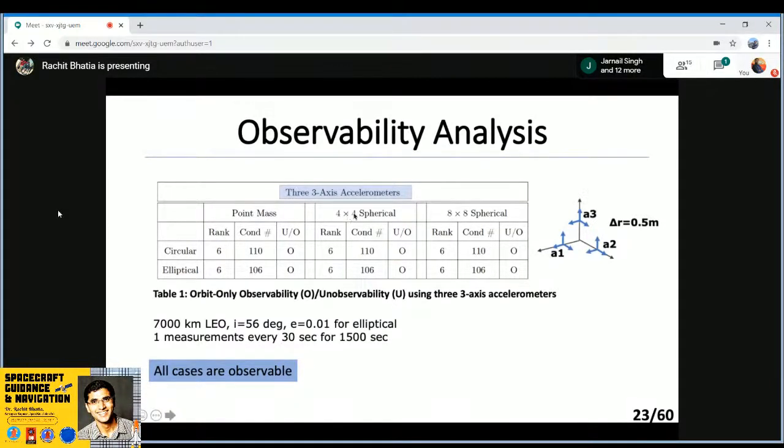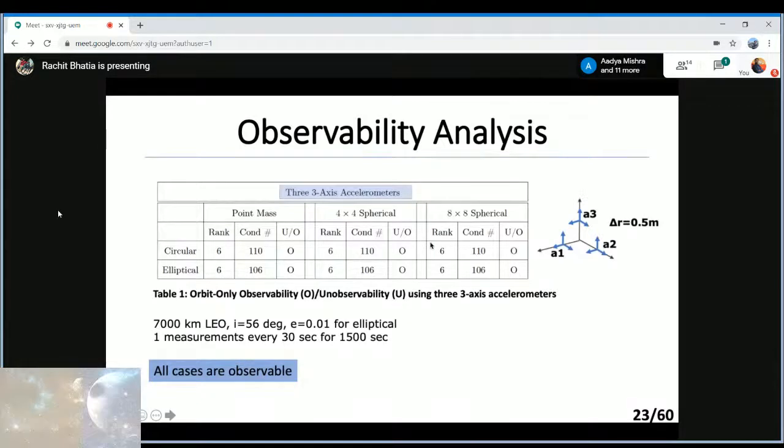Then 4x4 is a little bit not uniform, and then 8x8 has a much better resolution. So when I did this for this orbit, 7,000 kilometer LEO and 56 degree, this is the eccentricity, I get that I can estimate the position and velocity of the spacecraft for any of these conditions, which is very powerful.